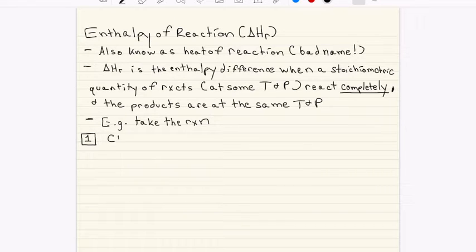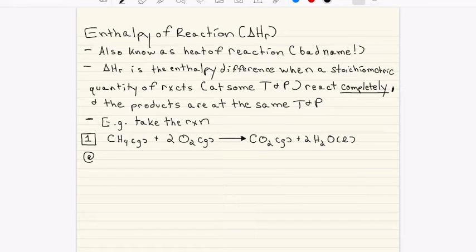And so for this reaction, we're going to start with 1 mole of methane, so CH4, and it's going to be a gas. And we're going to say that that methane reacts with 2 moles of oxygen gas. And when these things react together, they yield 1 mole of carbon dioxide as a gas and 2 moles of water, liquid water. Okay? And let's say this reaction takes place at 25 degrees Celsius and a pressure of 1 atmosphere.